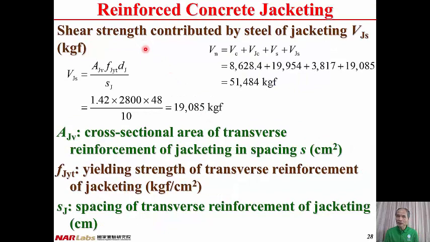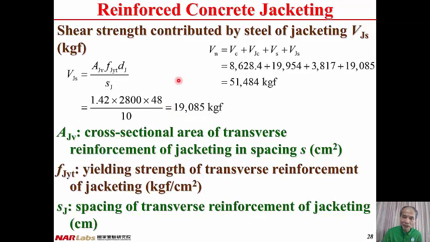And then we move to the shear strength contributed by the transverse reinforcement of the jacket, VJS, equal to something like that. And the final result is 19 ton-force.